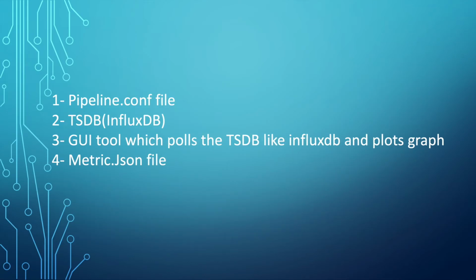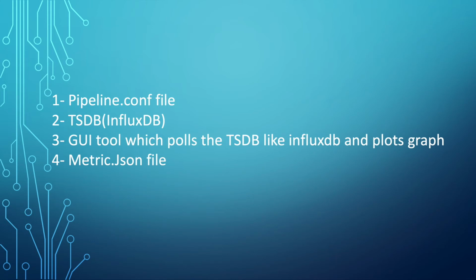First piece is the pipeline.conf file. This is basically a configuration file which will have protocol information like TCP, UDP. It will have encoding information. It will have port number information, etc. It will also have information to reach the time series database, which is InfluxDB in our case. The GitHub link provides another time series database which is Prometheus.